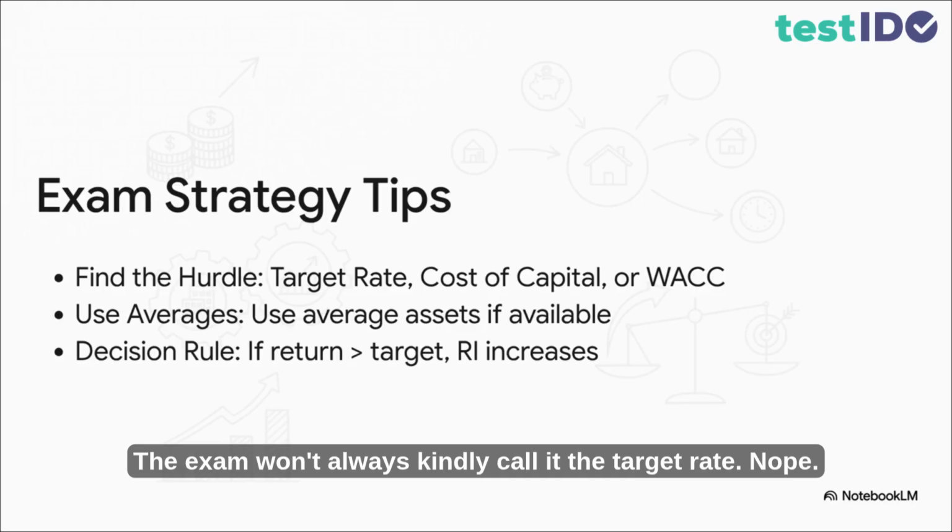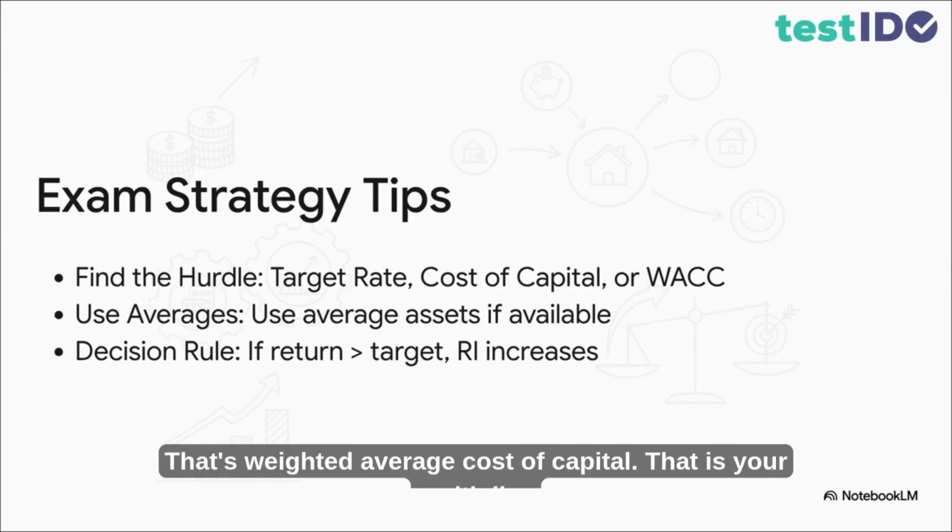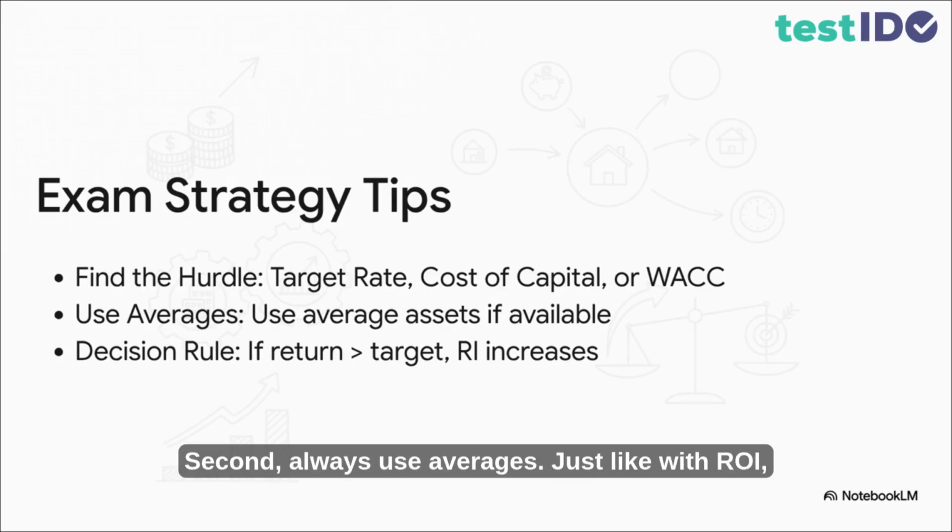First, find the hurdle. The exam won't always kindly call it the target rate. Nope, be on the lookout for terms like cost of capital or WACC. That's weighted average cost of capital. That is your multiplier. Second, always use averages.